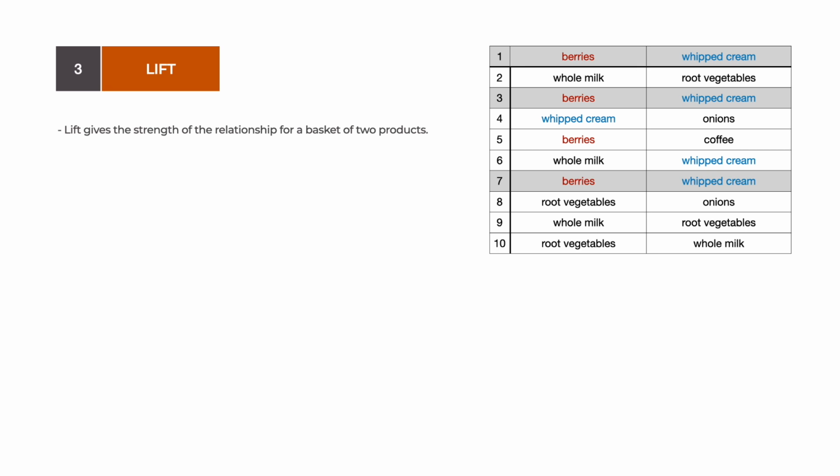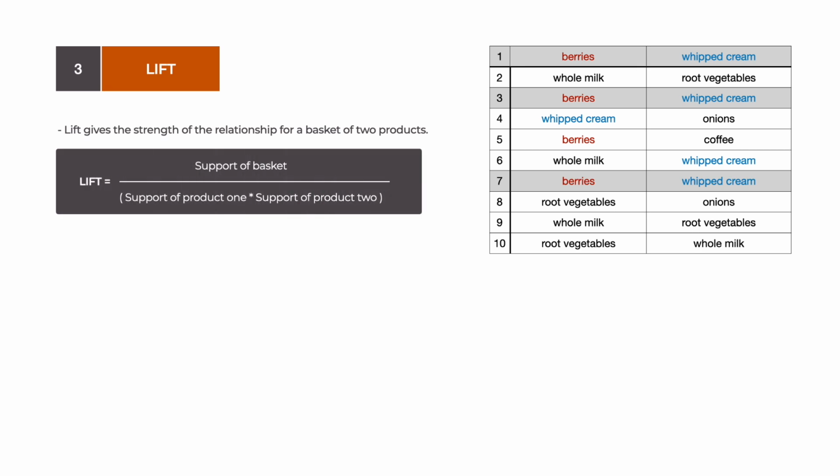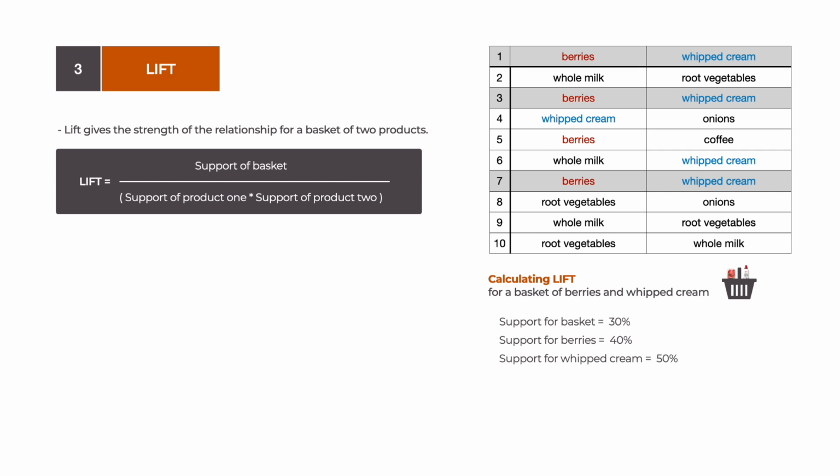And to calculate lift, we need to know support of basket and also the support for the individual items in the basket. And then we can calculate lift using the formula shown here. Let us look at our sample data and calculate lift for the basket containing berries and whipped cream. We have already done the calculations and know the support values as shown here. So the lift for our basket is support of basket, which is 30%, divided by support of berries and whipped cream, that is 40% times 50% respectively, which evaluates to 1.5.